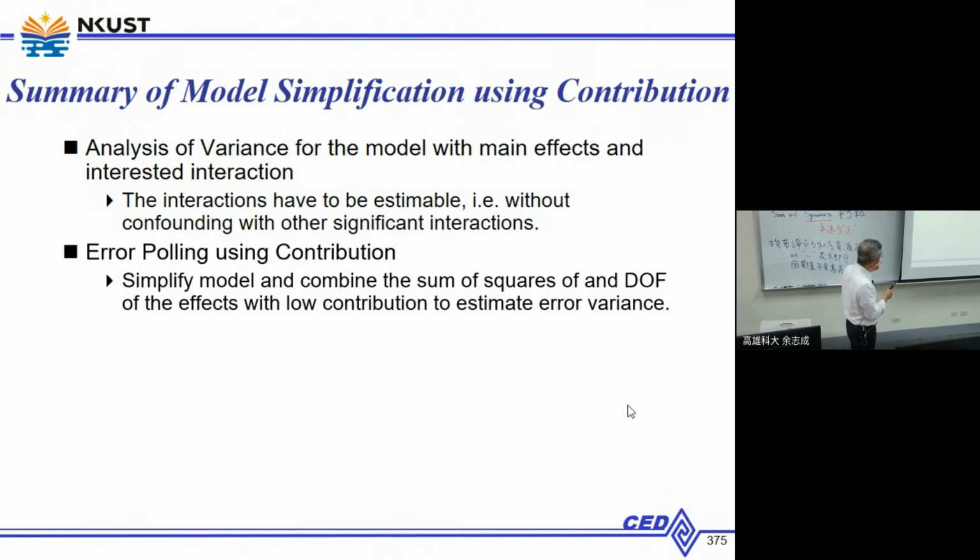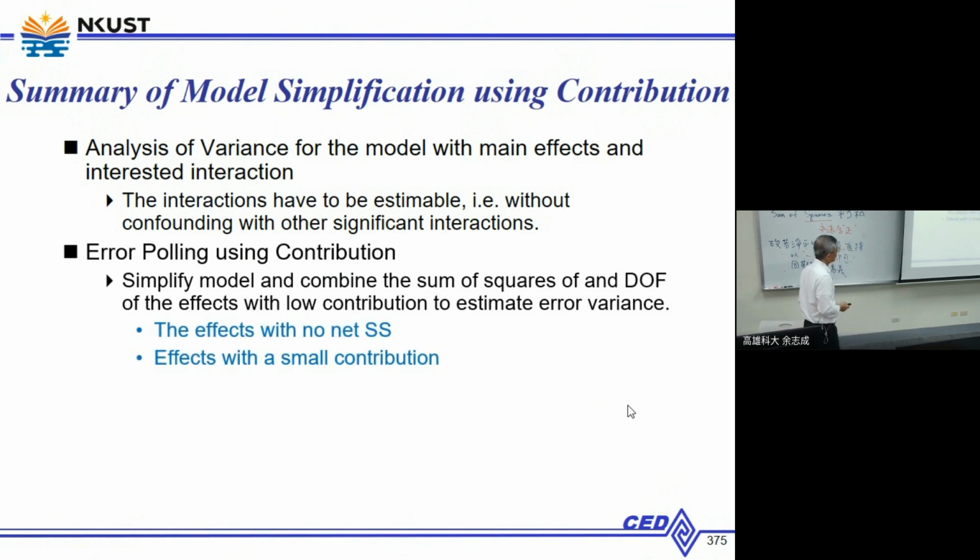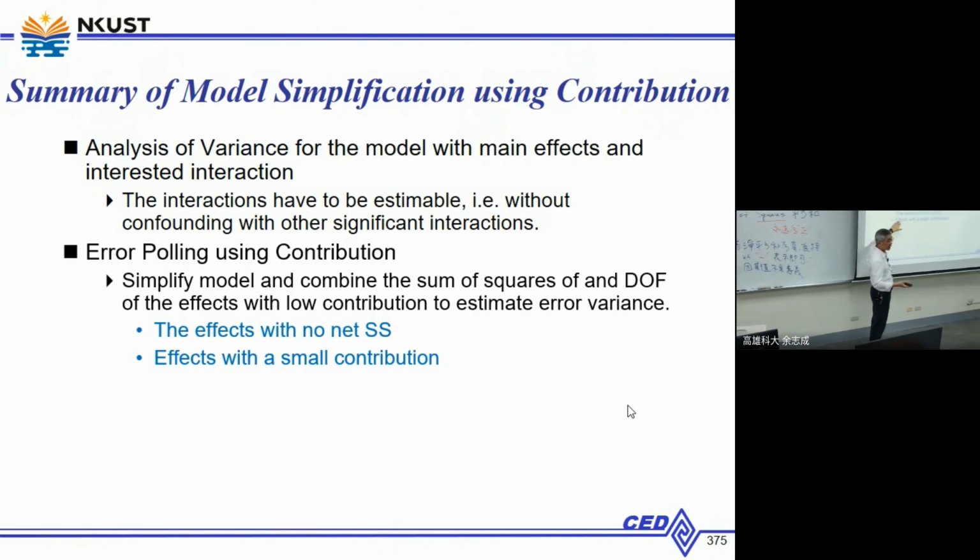And you can pool the error by considering the contribution. Once you have no negative net sum of square, then you can calculate the contribution. If the contribution is smaller than the error, we can consider pooling the degrees of freedom and the sum square into the error term. Okay. So there are 2 criteria. The effect with negative net sum square can be pooled into error, or the effect with a small contribution can be pooled into error. This one is mandatory. This one is optional.